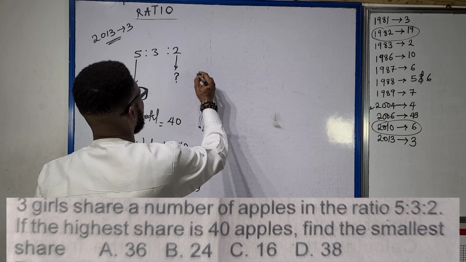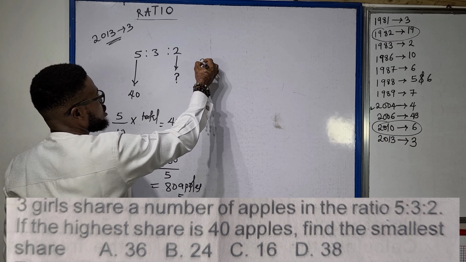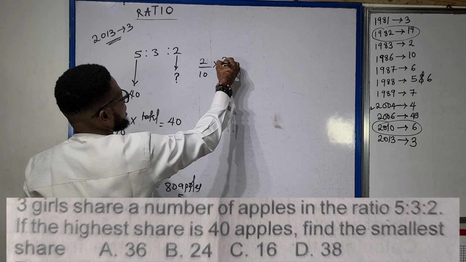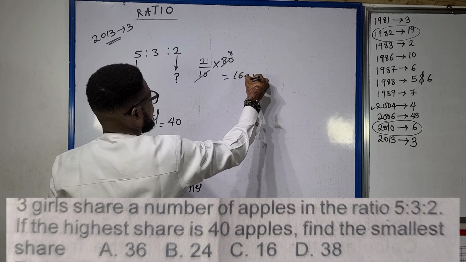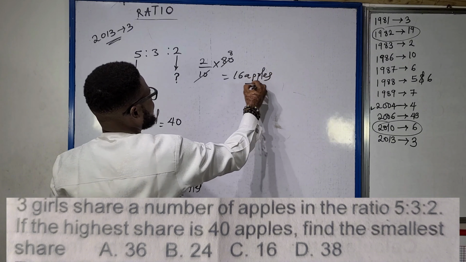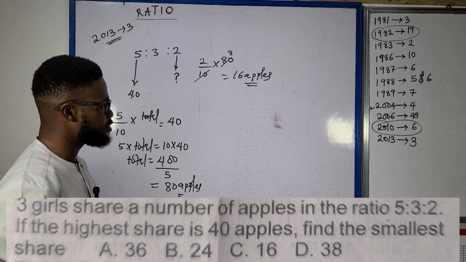So this is the smallest here. This smallest here is going to be 2 out of 10 times 80 apples. Here 1, here 8. That is 16 apples. And with that, we've come to the end of ratio.